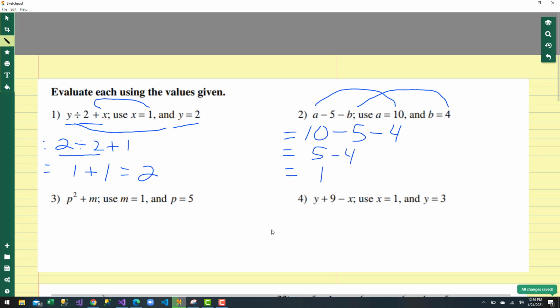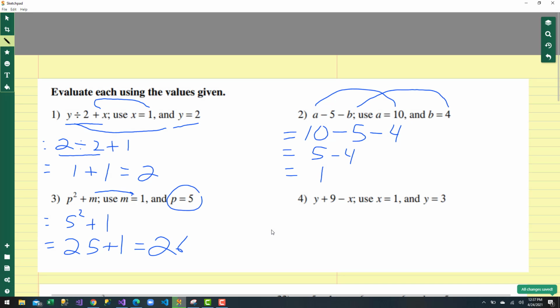All right, pretty simple. Let's move on to number 3. I'm going to replace p with 5. So I have 5 to the power 2, plus m, and m I'm going to replace with 1 here. Remember, PEMDAS says exponents before addition and subtraction. So 5 squared, remember, is 5 times 5, which is 25, plus 1. And finally, 25 plus 1 is equal to 26.